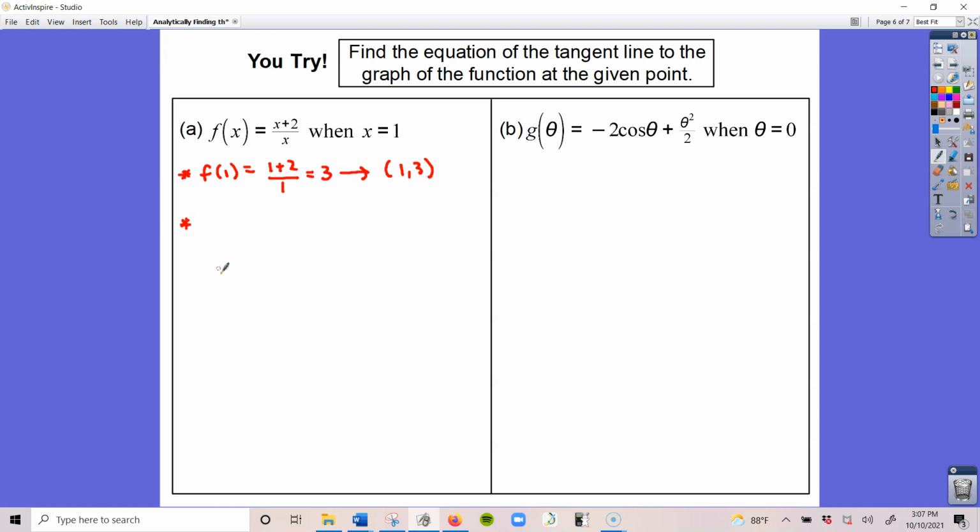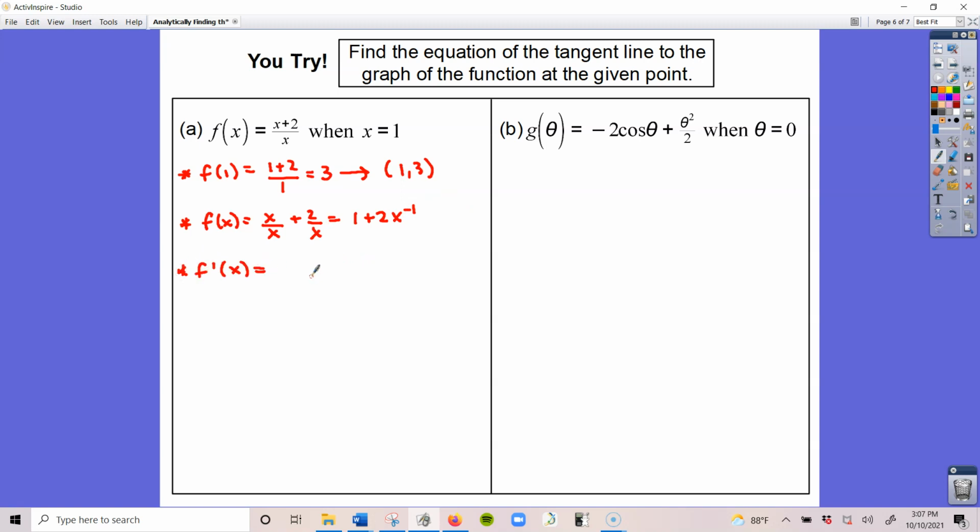Now we're going to find the derivative. Before I can find the derivative of this function, I need to make sure that it's written in polynomial form. So this means that we have x plus 2 all over x, so x over x plus 2 over x, which is equal to 1 plus 2x to the negative 1. Since I brought the x up, make the exponent negative. Now we're ready to find the derivative.